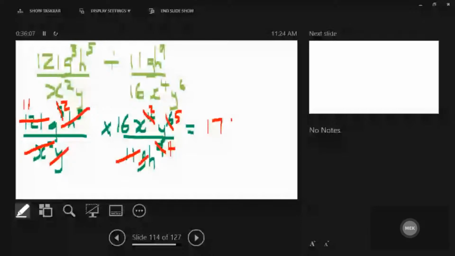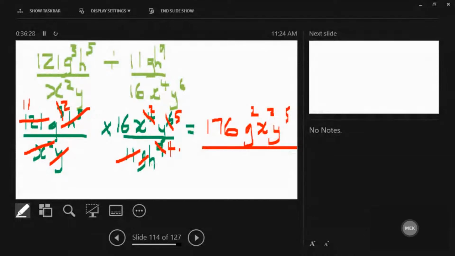In the numerator, we have g squared. We have x squared. And we have y to the fifth. And in the denominator, we have h to the fourth power. And that's it. All right, so that's it.